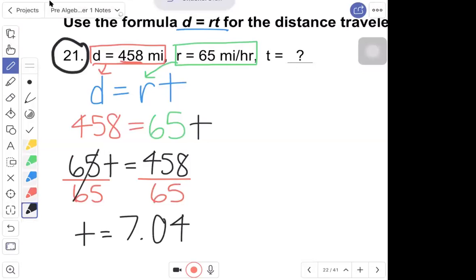And what would our label be on this? So we have our distance in miles, our rate, which is miles per hour. What would the label be for our time? How long it took us? Just hours. Yeah, good.